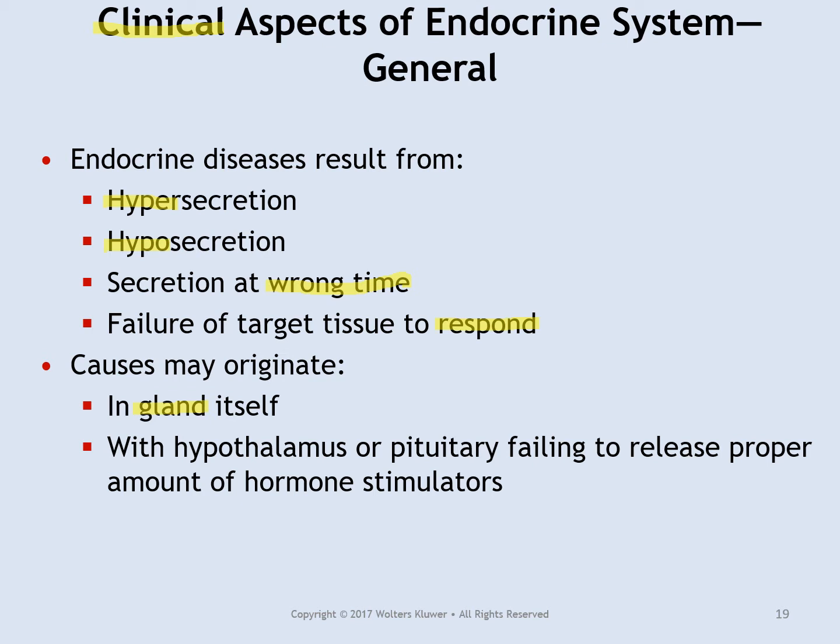and in the hypothalamus, which we'll take a closer look at, and pituitary, not enough of the hormone stimulators. Again, we're talking about those feedback loops. As things increase, they will cause a decrease in release of other things and vice versa. And sometimes that system breaks down and you don't have the proper response to stimuli that you should.